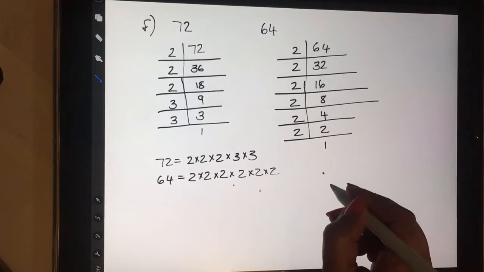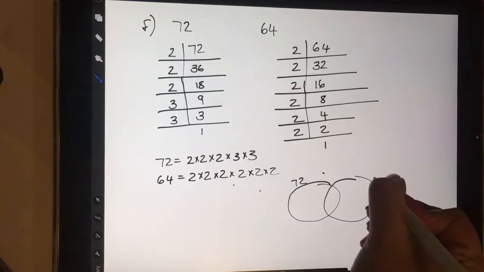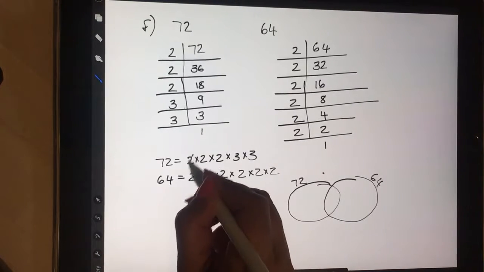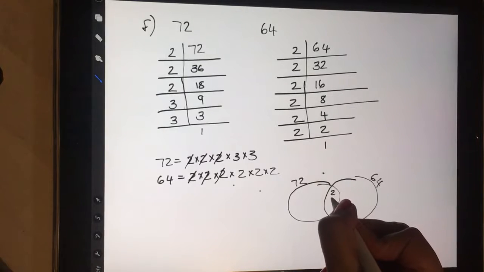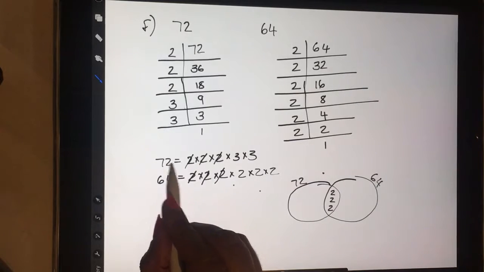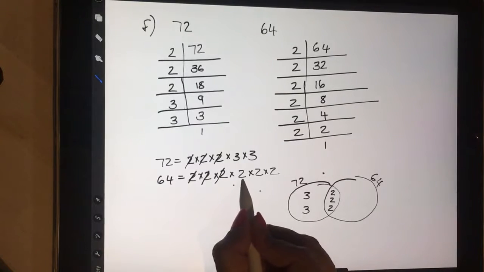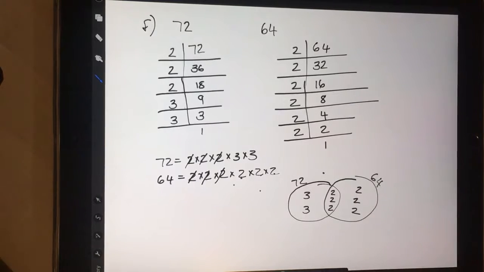Second step, you need to draw your Venn diagram, where the first circle is 72 and this circle represents 64. Now be very careful, what do they share? There are 3 2's in 72 and 3 2's in 64. So you need to write 3 2's in the shared section. What is left over of 72 is two 3's, so 3 and 3. And left over in 64 is three 2's, so 2, 2, 2.